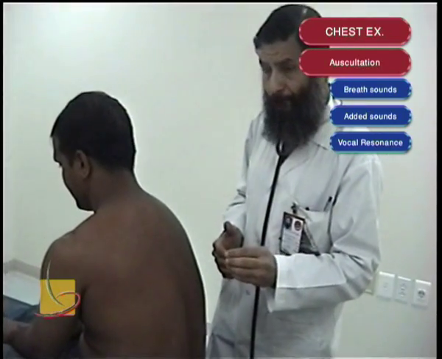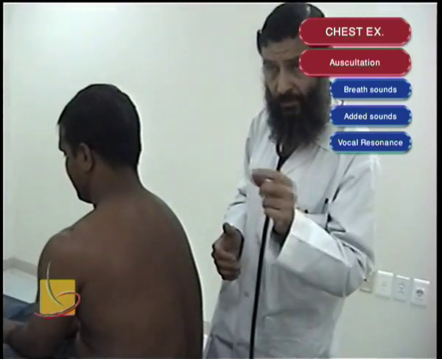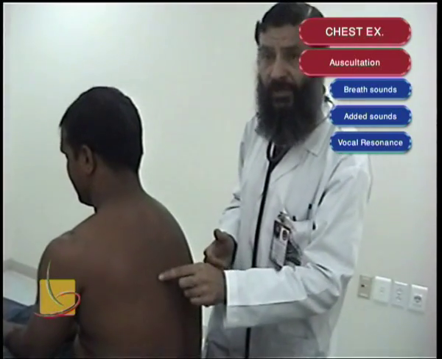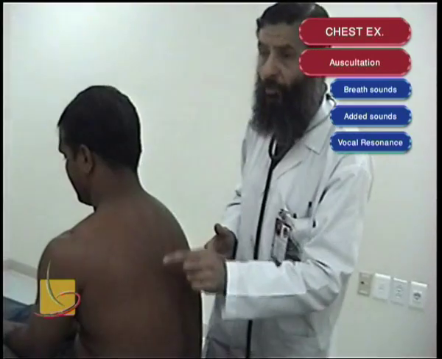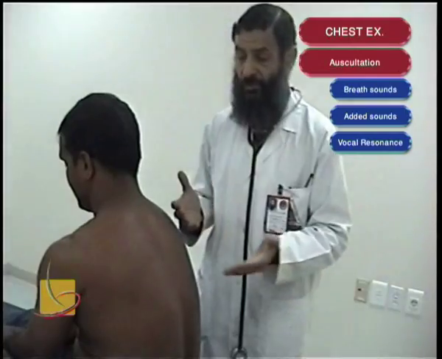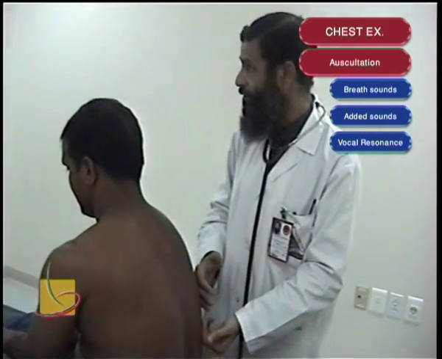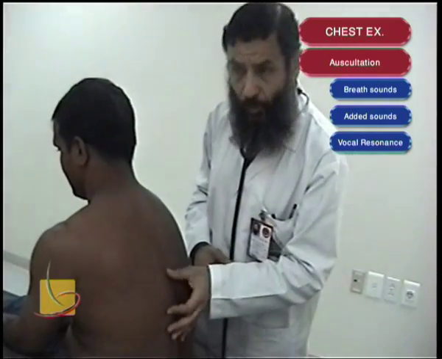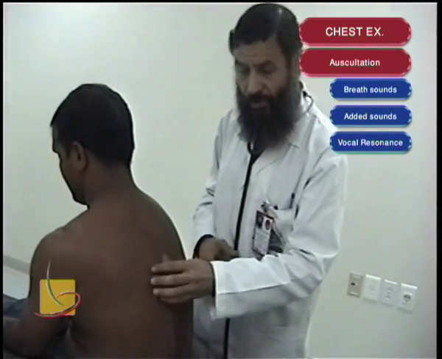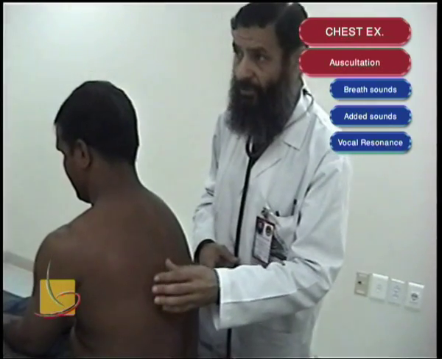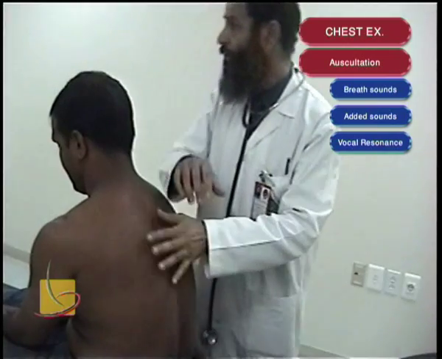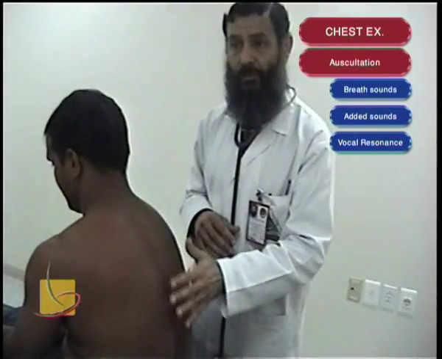Vocal resonance is increased on the left middle zone. That is the same area of bronchial breathing, the same area where coarse crepitations can be detected. This means that this patient has obstructive airway disease with an area of pneumonia, giving rise to bronchial breathing, coarse crepitations, and increased vocal resonance. Remember that if there is an area of consolidation here, percussion should be done.